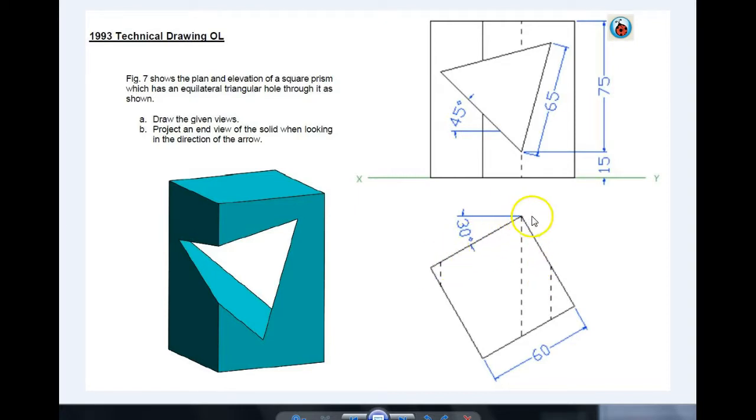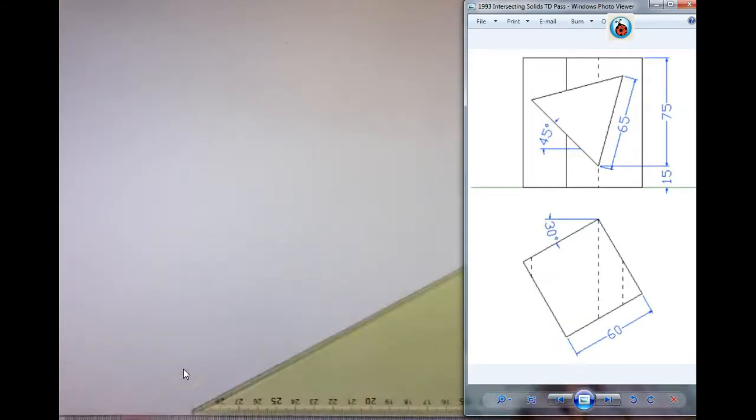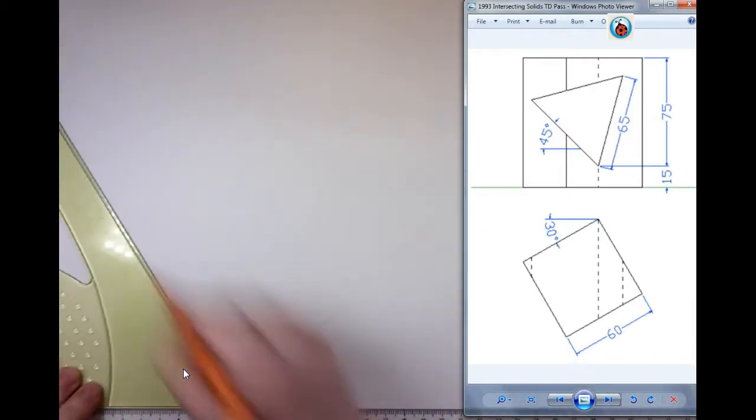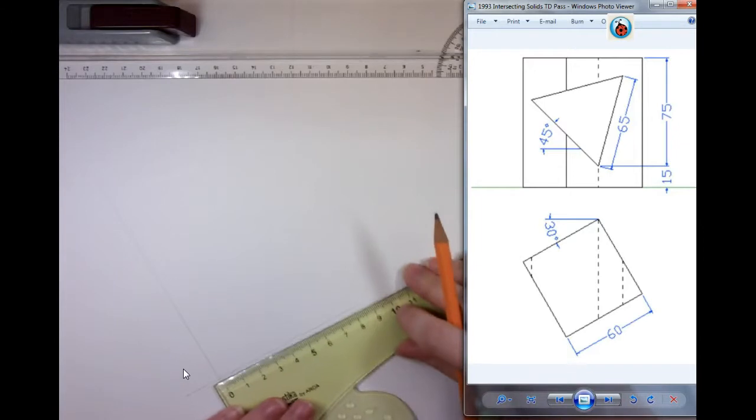We're told this is at 30 degrees, and because it's a square, this is going to be at 60 degrees here. So we're going to start constructing that in our plan. So 30 degrees and 60 degrees, and we're told that our side is 60 long.